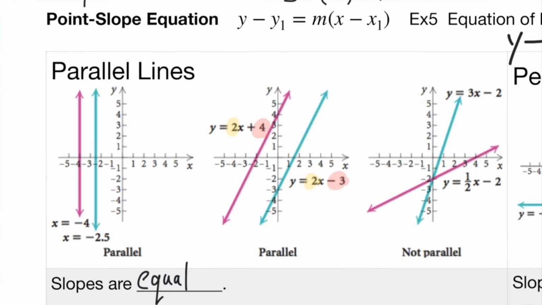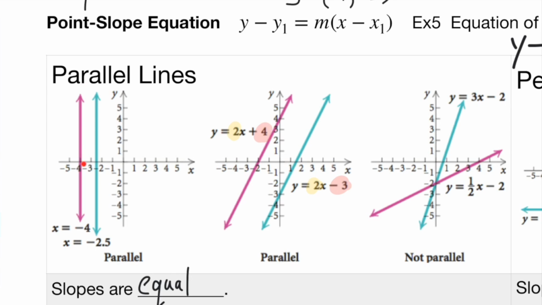Parallel lines. If you see these lines here, they are parallel. They're like railroad tracks. If you keep on going, they'll never intersect. Never intersect. Wait, there's an intersection. It is not parallel. One thing you find about these slopes is that they're equal. This is a slope of 2, slope of 2, slope of 2, slope of 2.